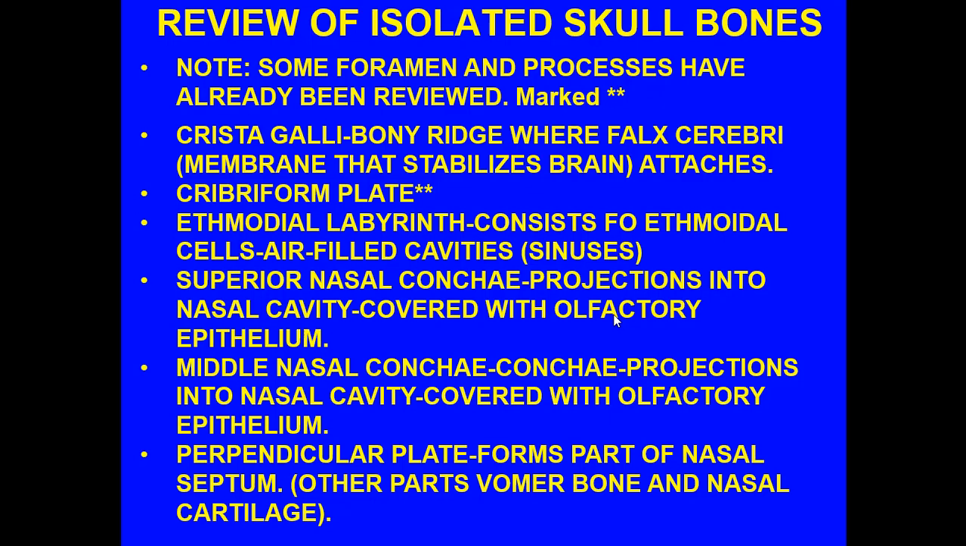Now, here's the point. When you look at the olfactory epithelium, the superior and middle nasal conchae are really part of the ethmoid bone. It is the inferior, the lowest one, that is a separate bone of itself. The perpendicular plate, which forms part of the nasal septum, is also part of the ethmoid. There are other parts, that's the vomer bone and the nasal cartilage.